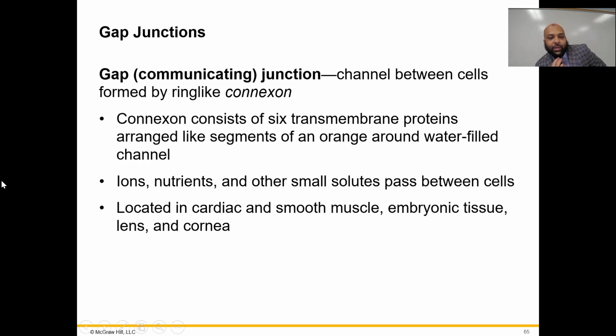There are gap communicating junctions. These gap junctions are channels between the cells, and they are formed by ring-like connexins. The connexin consists of 6 membrane proteins arranged like segments of an orange around a water-filled channel. So the ions, the nutrients, and other small solutes seep through them between the cells. They are located in the cardiac and smooth muscle, the embryonic tissue, the lens, and the cornea.